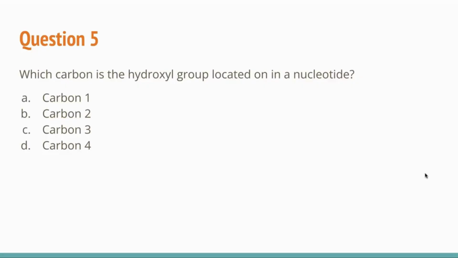And then we have question 5. Which carbon is the hydroxyl group located on in a nucleotide? Carbon 1, carbon 2, carbon 3, or carbon 4? And the correct answer is C, carbon 3. If you look back on that graphic where we numbered clockwise, the hydroxyl group was attached to carbon 3.